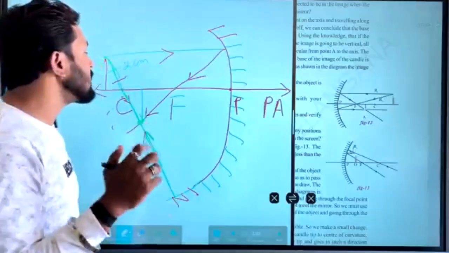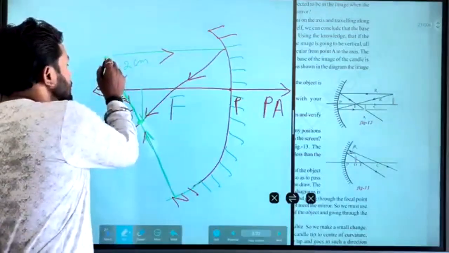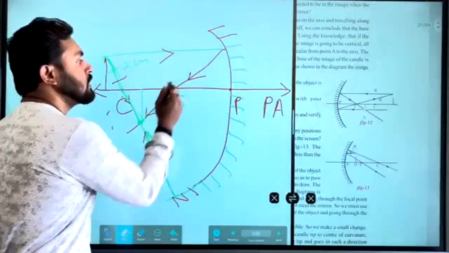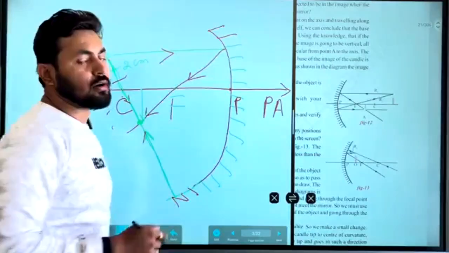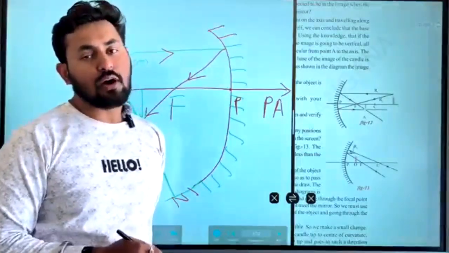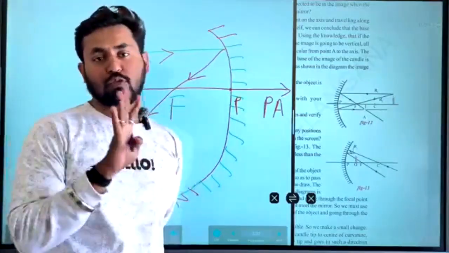Now the fourth point, it depends on you whether you want to write it or not. You see that the object is here and the image is also here, which is on the same side of the mirror. You can include this as a fourth point.